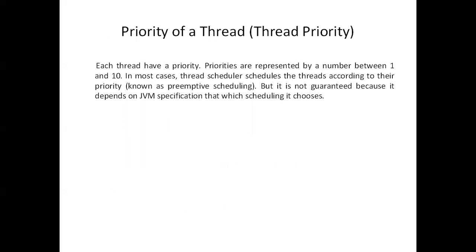Priority of a thread, or thread priority. Each thread has a priority. Priority is represented by a number between 1 and 10. In most cases, the scheduler schedules the threads according to their priority, known as preemptive scheduling, but it is not guaranteed because it depends on the Java Virtual Machine specification which scheduling is chosen.